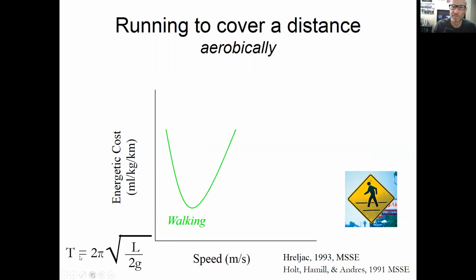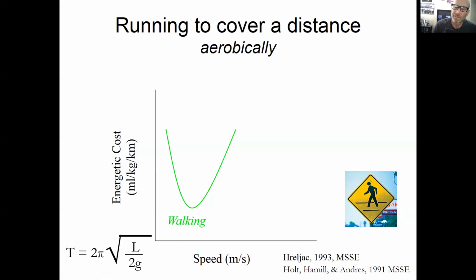That's actually really interesting. And that can be explained by some biomechanics in terms of how a pendulum swings. All right? We won't get into that here. But this minimum speed corresponds to some pretty neat physics. All right, so that's walking. Well, what happens with running?